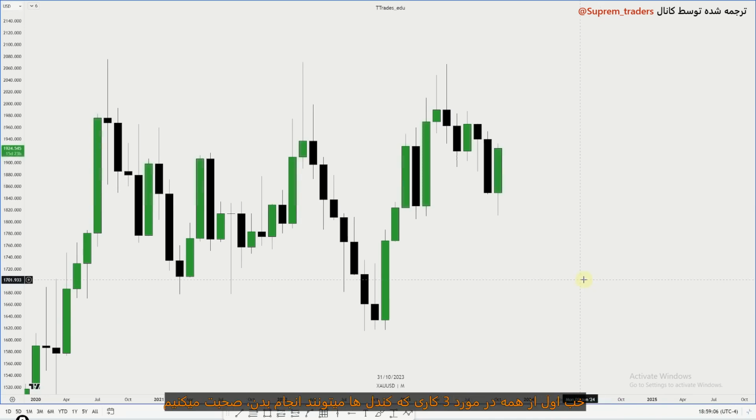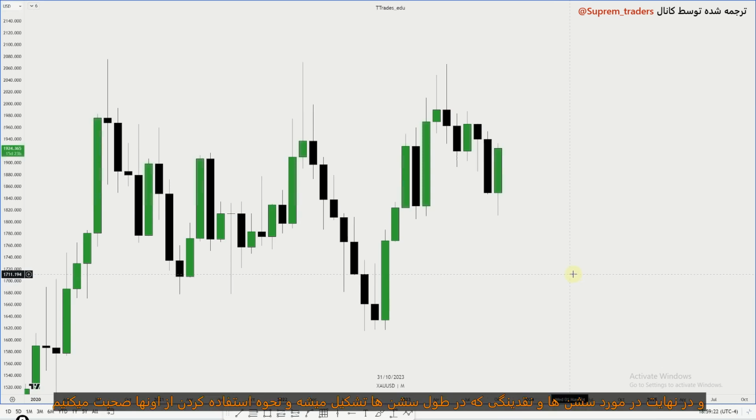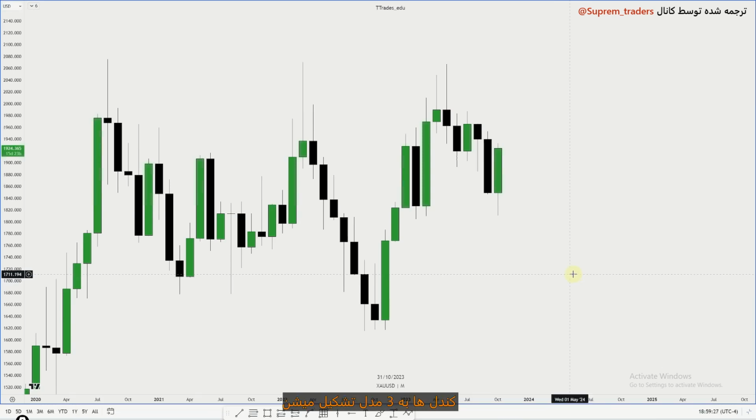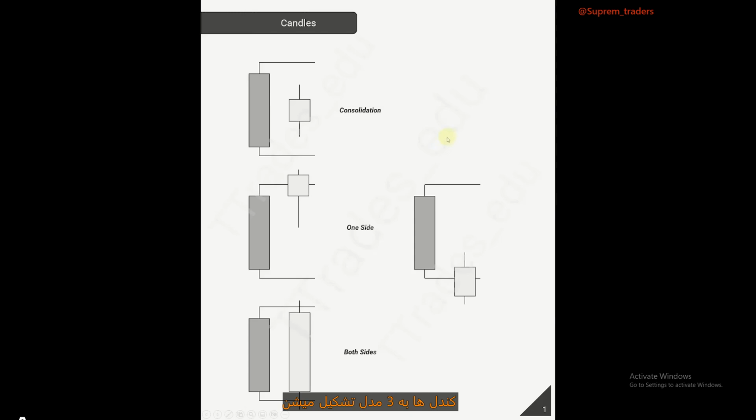We're first going to discuss the three things in which a candlestick can do. Then we'll talk about previous month's high and low, previous week's high and low, previous day high and low, and then we will talk about sessions and the liquidity that is formed during each session and how it can be used throughout the day.